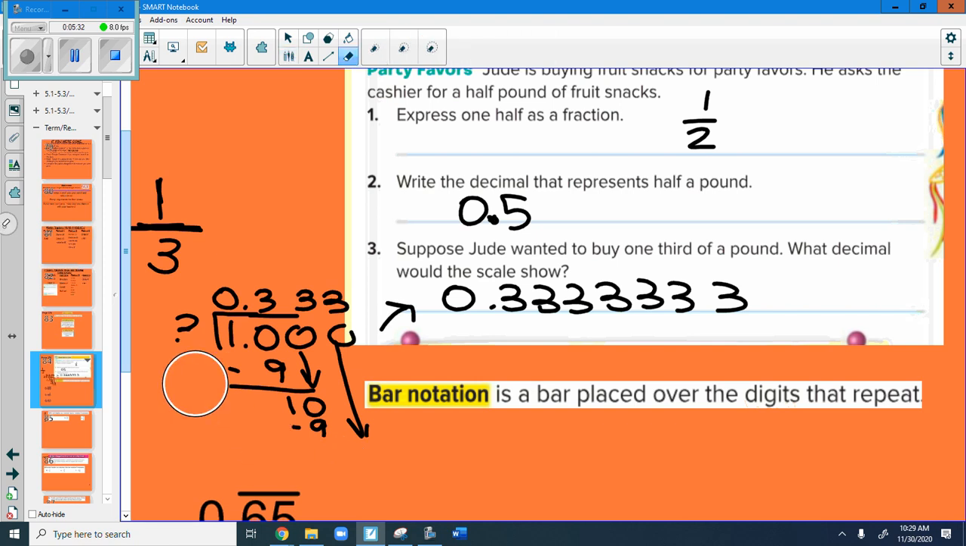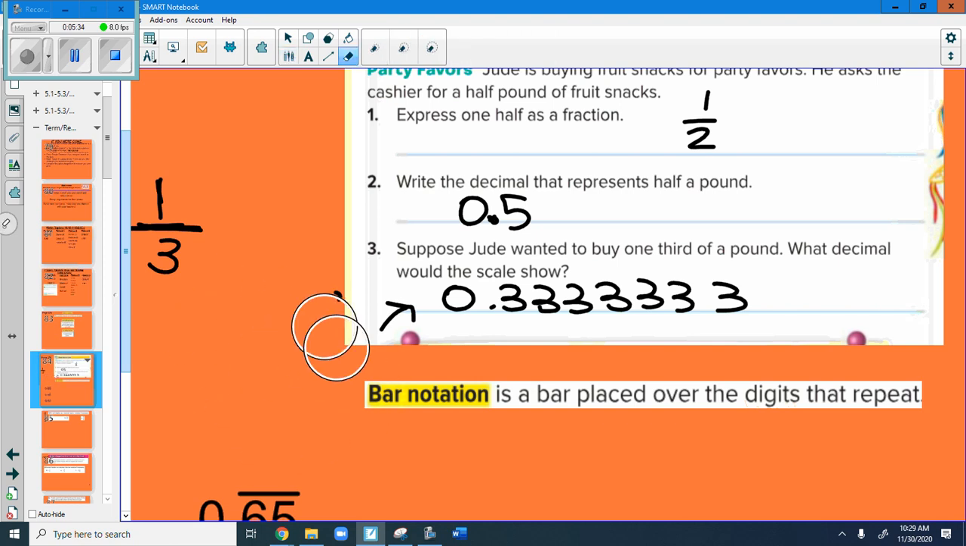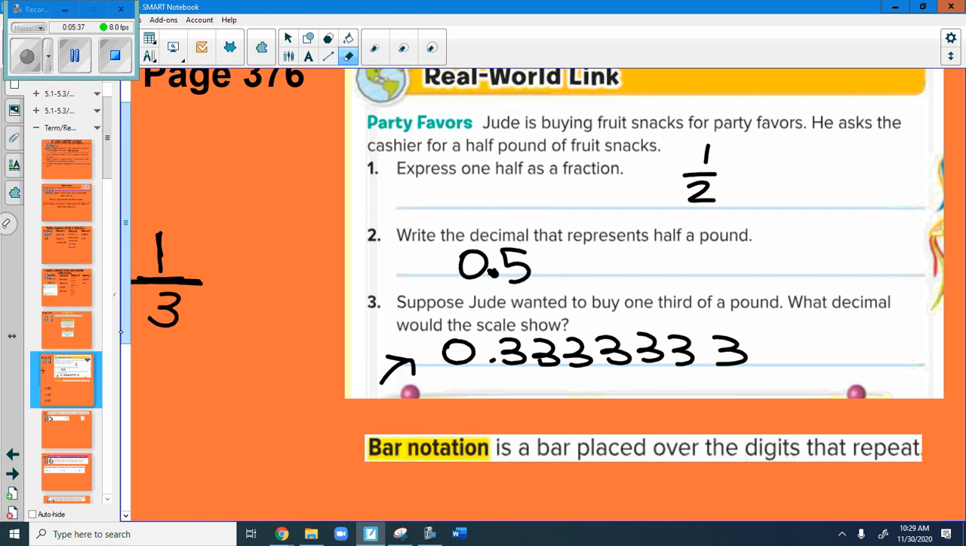But if we want to write this on our paper in a shorter form, what we're going to use is called bar notation. That's really important to know. Everyone say bar notation. Bar notation. You specifically place that bar over the digit or digits that are repeating. So if I wanted to write this down, I would say 0.3 repeating. Do you see that line that I put over the 3? That means the 3 is going on and on and on.